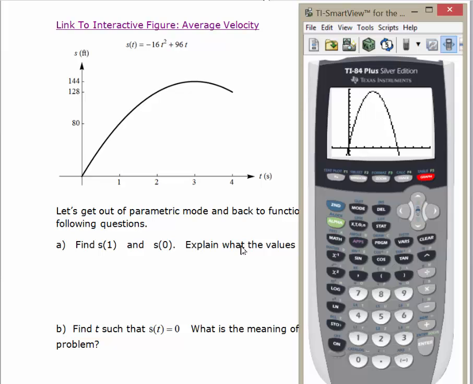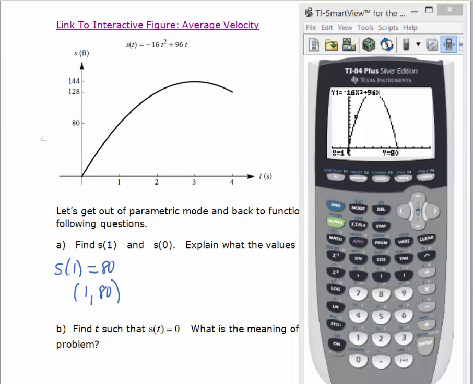One way of evaluating, if you've already graphed something, is to use the trace key. So if I want to find s sub 1, I hit trace and 1 and hit enter, and it will give me the value. So I know that s sub 1 is 80. If s sub 1 equals 80, that means there's an ordered pair (1, 80), and the meaning is that after 1 second the rock is 80 feet in the air.